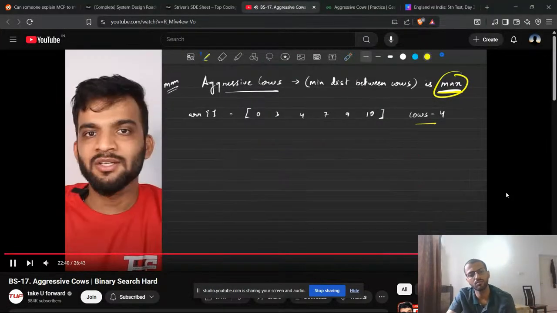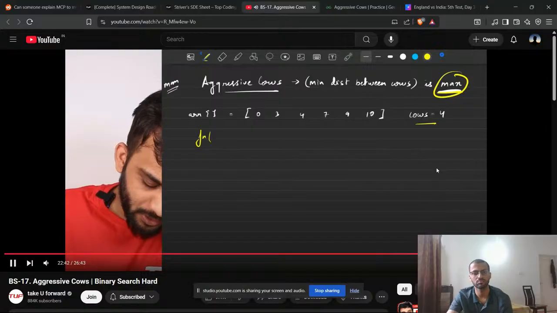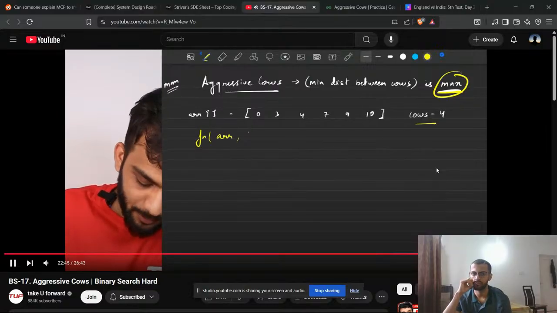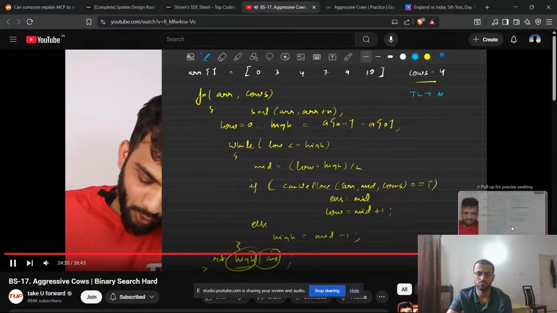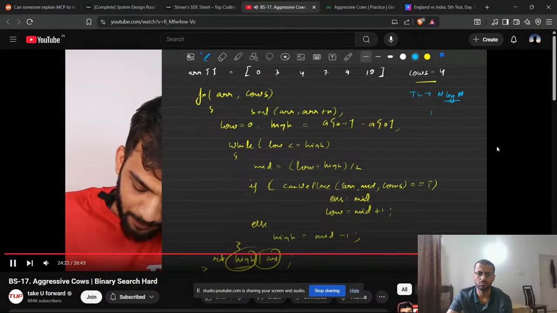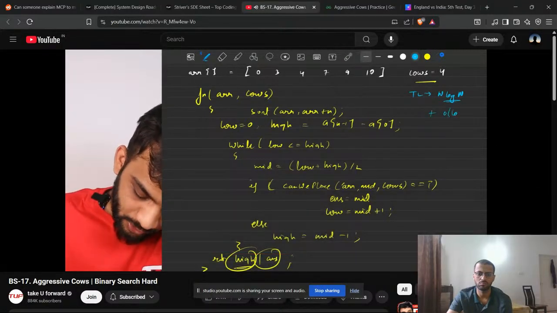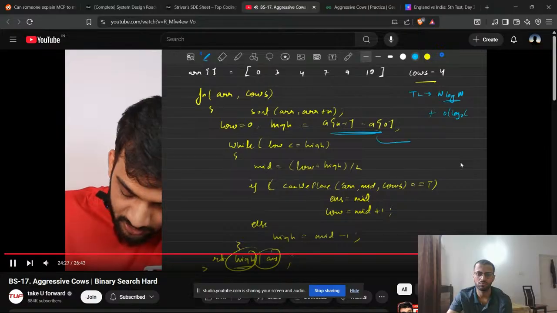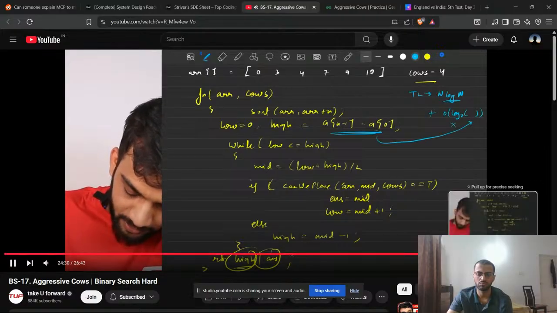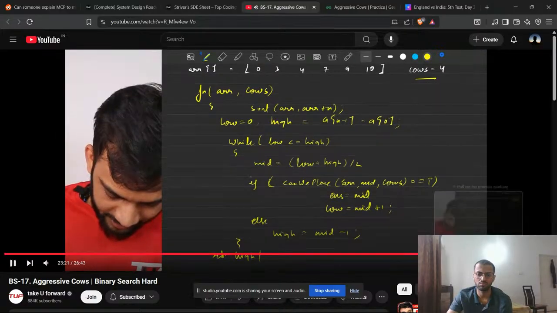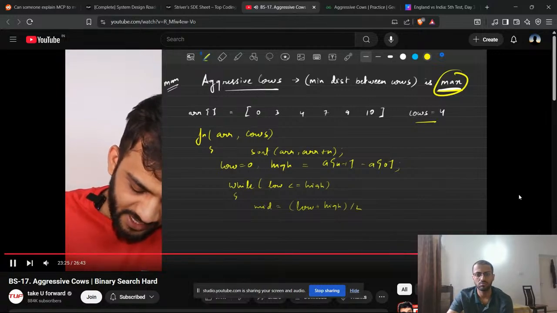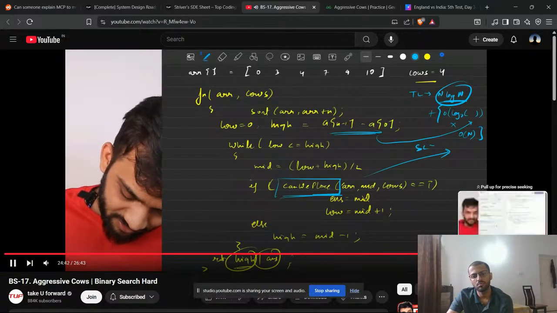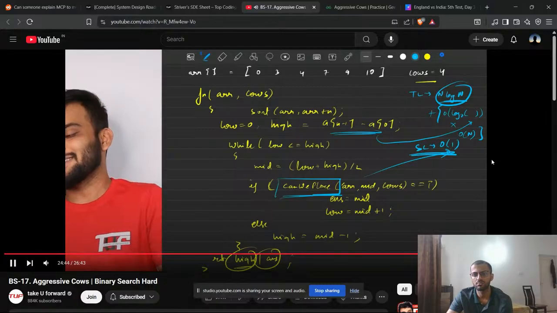Got that? So let's quickly write down the pseudocode. It's going to be super simple. I take the array, I take the number of cows. That's it. So what will be the time complexity? Sorting at first, so that's n log n, plus you're doing a binary search, so that's log base 2 of the range, multiplied with the check, where we ask, can we place? The internal space is nothing. Sorry, O(1) is the external space that we're using.